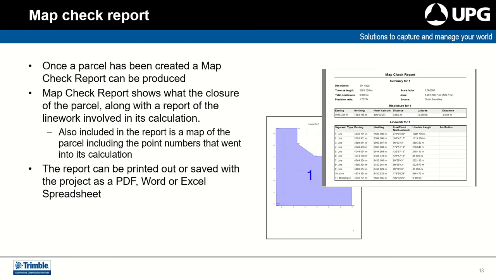Once you've done a map check, a parcel check, you can then do the map check report. So the map check report will give you all the information with regards to what has gone on in that COGO, all the line work, all the coordinate information with regards to the points that are generated, as well as the area of the lot and any misclosure. This report can be exported as a PDF, a Word, or an Excel spreadsheet.